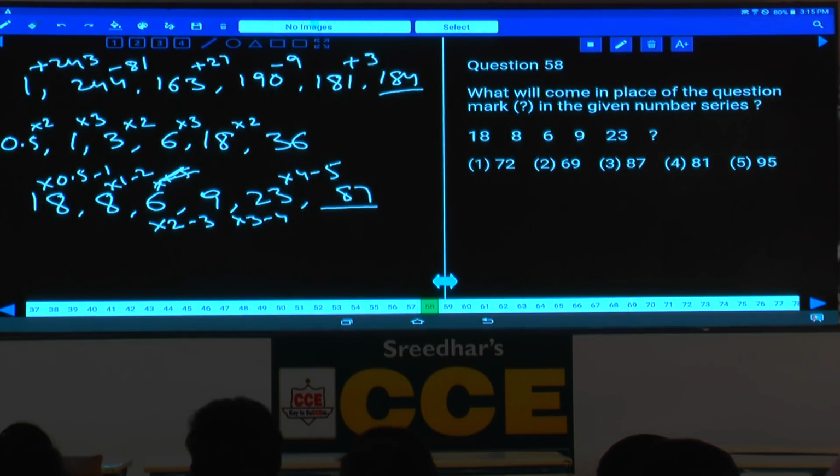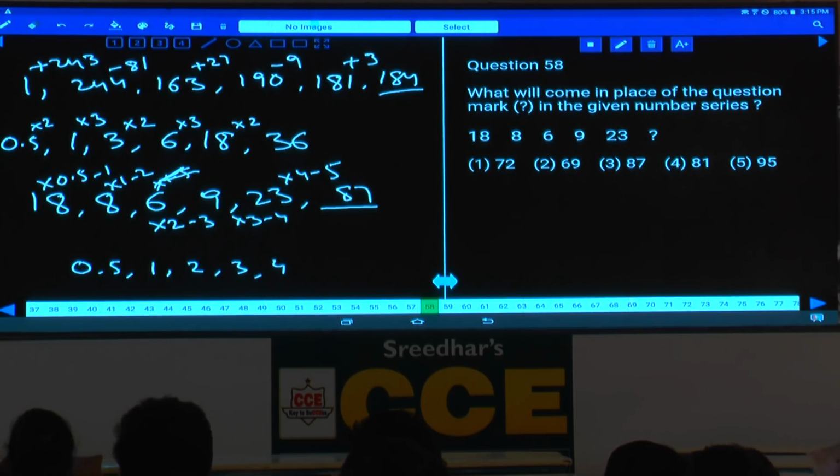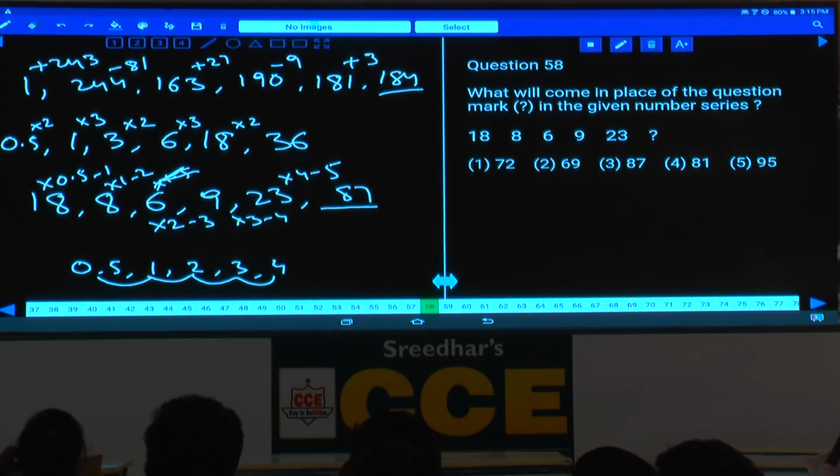Is there any logic here? No. 0.5, 1, 2, 3, 4. How are these numbers multiplying on 0.5, 1, 2, 3, 4? Is there any relation for us here? 0.5 and 1, what difference do we get here? The difference is 0.5. Next one 1, 1, 1. Could it be like that? If adjusted like this, okay? Hence it is 87.